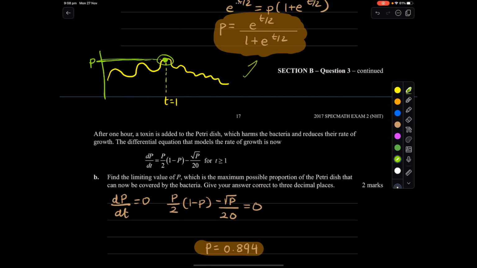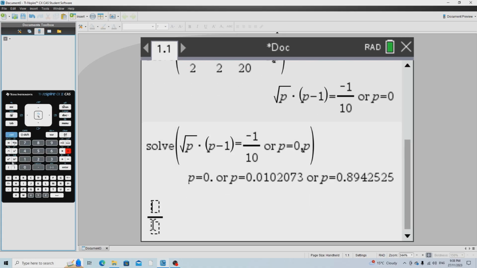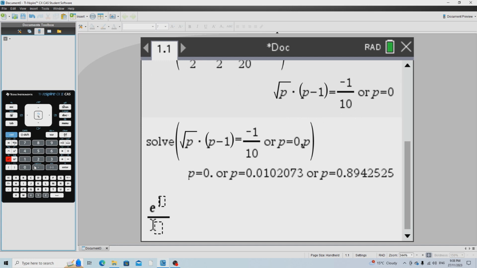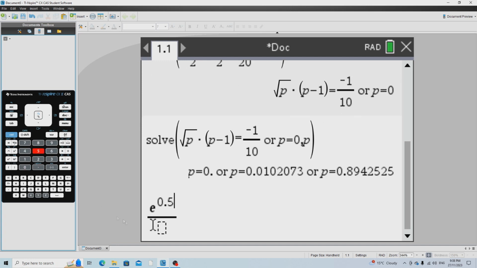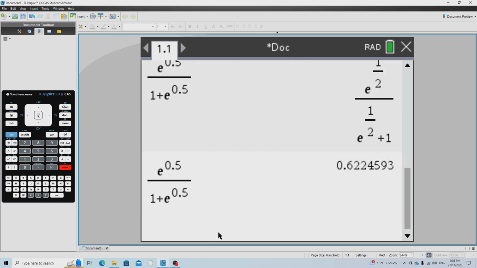So when t equals 1, we can find that P value, and that's an actual initial condition for us. So what I'm going to do is go to my calculator and write that equation. E to the 0.5, 1 over 1 plus E to the 0.5. Enter, and we get 0.62. So that is our P naught.